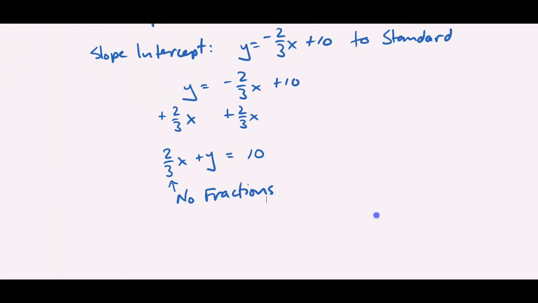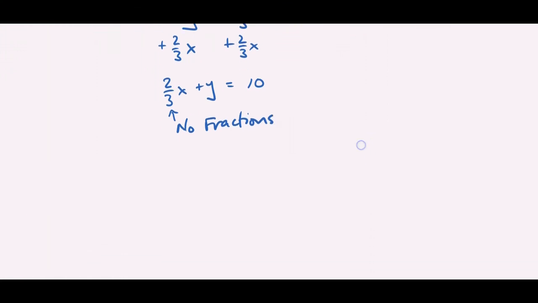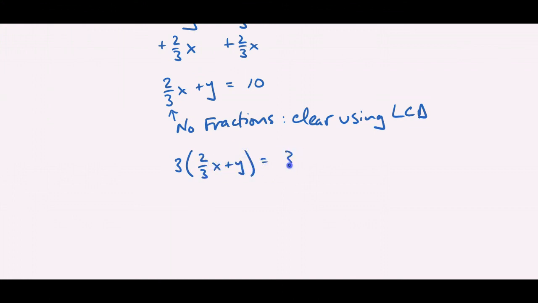There's not really any rule that says it can't be, but you're going to generally find that in standard form they aren't going to use any fractions. So we're going to clear it using the least common denominator. In this case, the denominator is 3. Like we did in the previous example where we multiplied both sides by negative 1, in this one we're going to multiply both sides by 3. Multiplying both sides by the same number is acceptable.